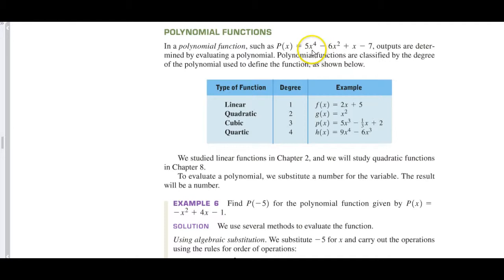Okay, a little quick review. And then we have types of functions. Linear, in which the exponents are only to the first power. That would be a line. Quadratic, when the exponent is to the second power. Cubic, exponent is to the third. Quartic, the exponent is to the fourth. So just some definitions. Every once in a while we'll use that, but not too often.